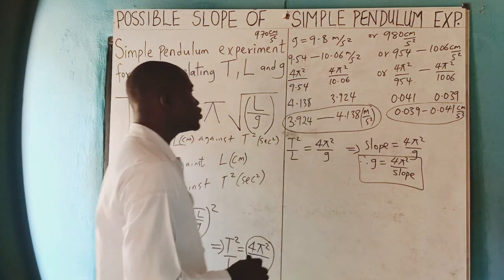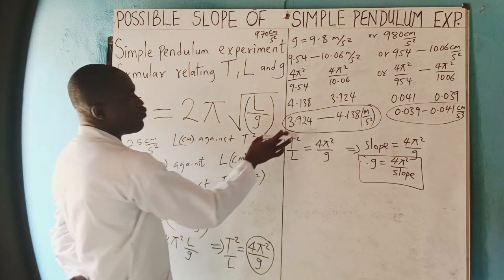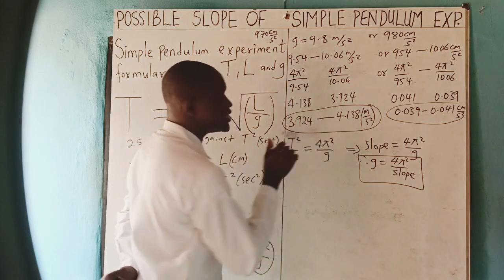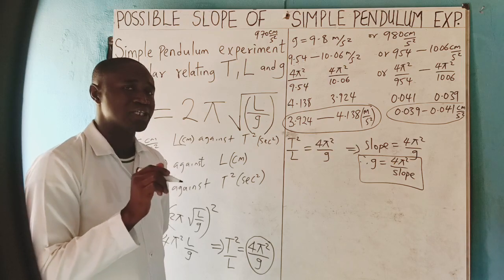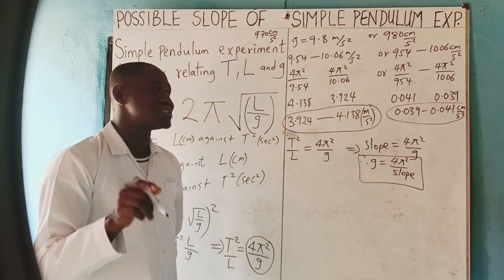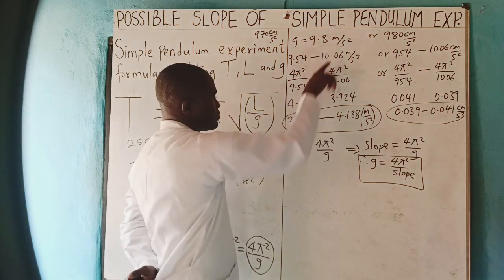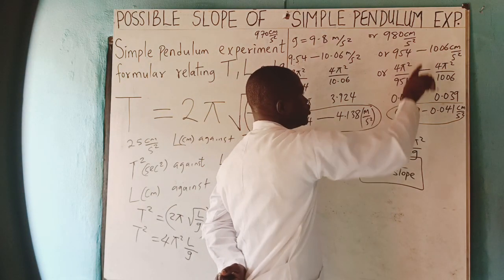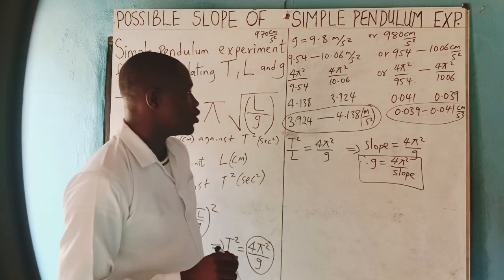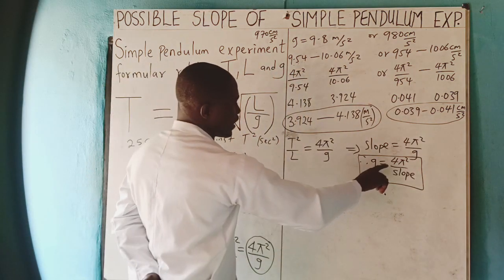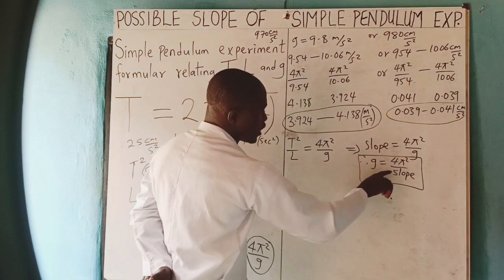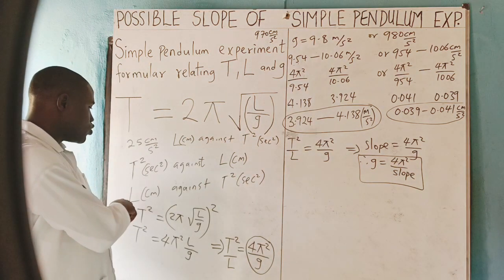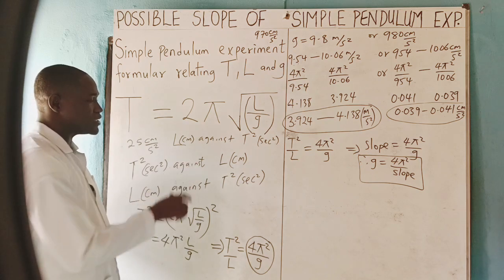Yes. And so, we have seen that if one, after calculating his slope, it didn't fall in this range, and he's plotted a graph of T square against length, and that length is in meter, it should fall in this range. And if the length is in centimeter, it should fall in this range. Also, the slope, after getting it, your g is 4 pi square over slope. Please note it. Then we go for the one of you plotting the graph of L against T square.